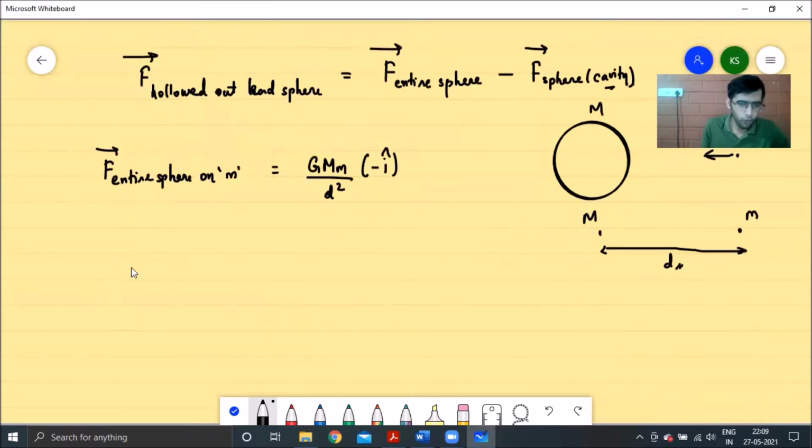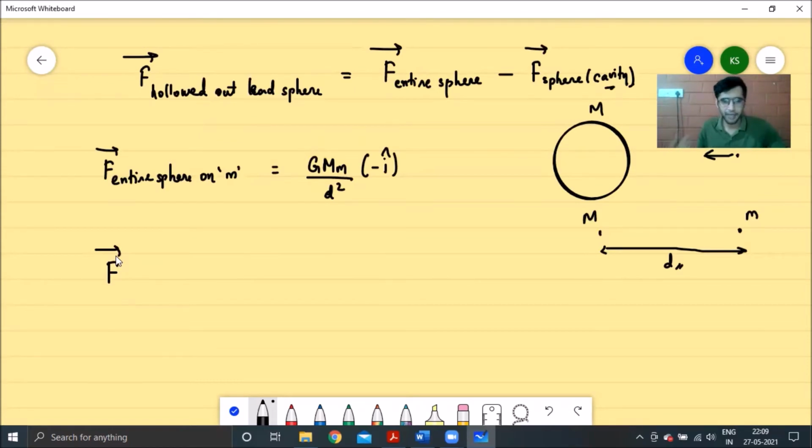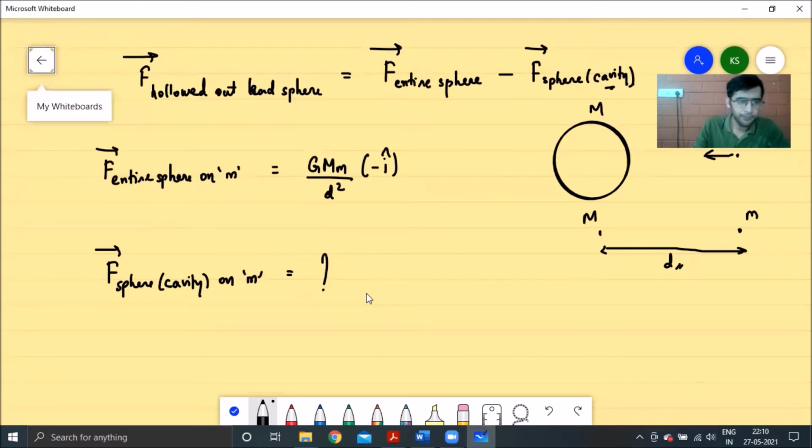And now we need to find out what force would be exerted by the sphere occupying the volume of the cavity. Like if the portion of the lead sphere was there inside that cavity, what force would that sphere exert on small m? First, let's find out what will be the mass of that sphere which we have over there.